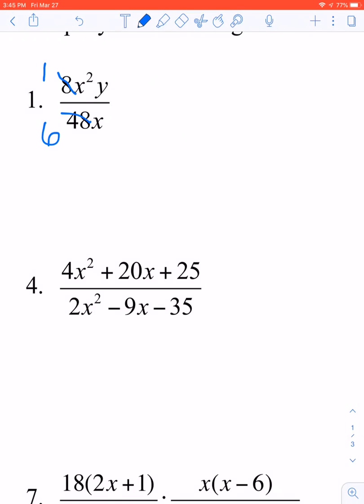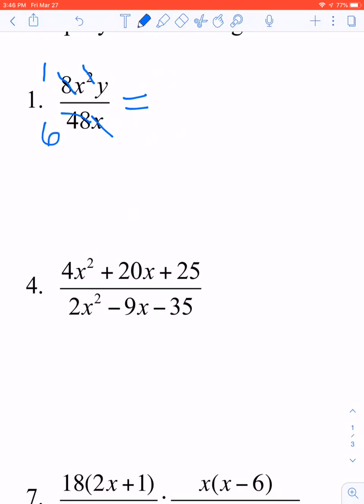Okay? And then we have x squared. We're looking at the x's now. We have x squared and x. There's 2 x's on the top and 1 x on the bottom. So we're going to cancel out 1 x total because that's all we can cancel. And then there's nothing that the y can cancel with. So that's all we can simplify.